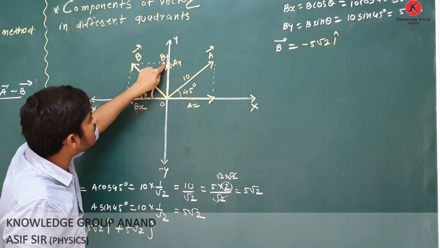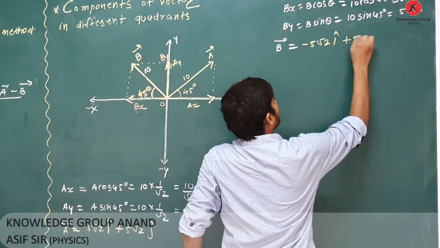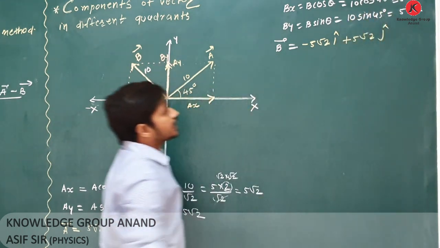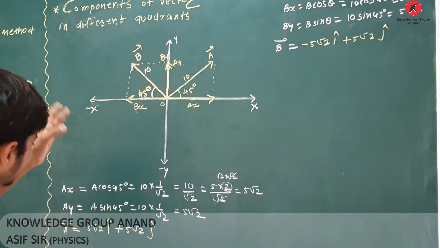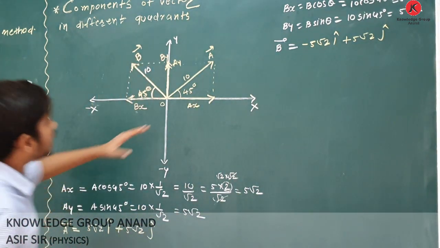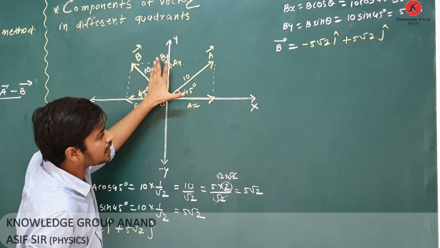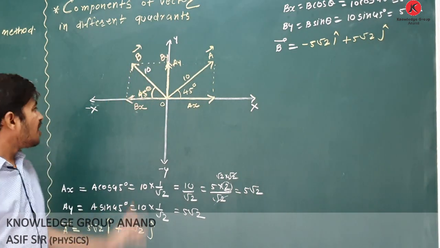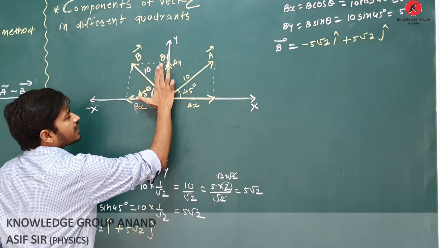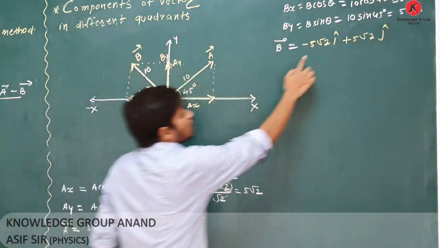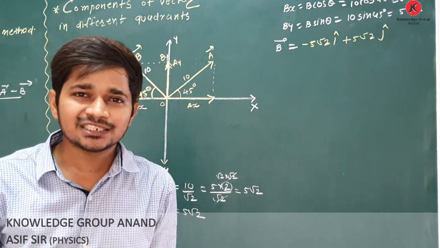And what about this by? Yes, it is in the positive y direction, so the y component is positive. It is 5 root 2 j caret. So see what is the difference between vector A and vector B. Vector A is resolved in two components, one in positive x direction, another in positive y direction, both positive. Vector B is resolved in two perpendicular components, one in negative x direction, another in positive y direction. One negative and one positive. Clear about this?